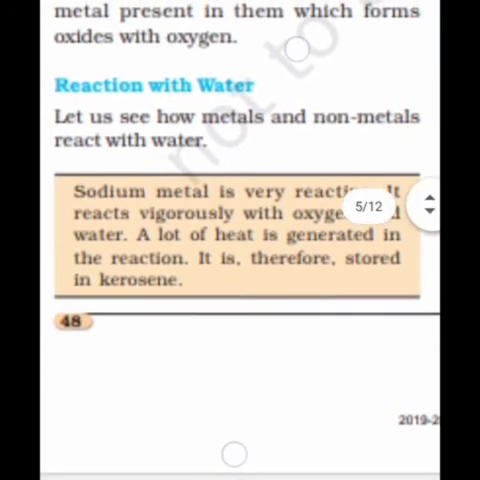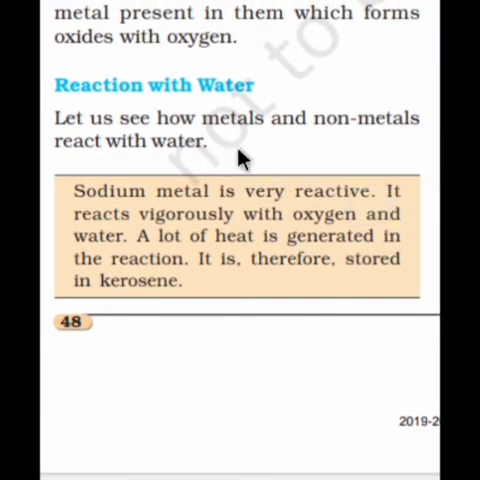Reaction with water. What will happen if we react the metals and non-metals with water? According to general knowledge, we can say that metal will react with the water, but non-metal will not give any such reaction with the water. Let's start the activity.